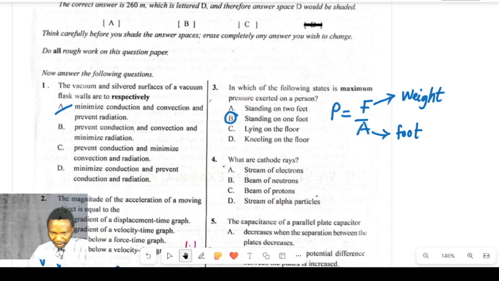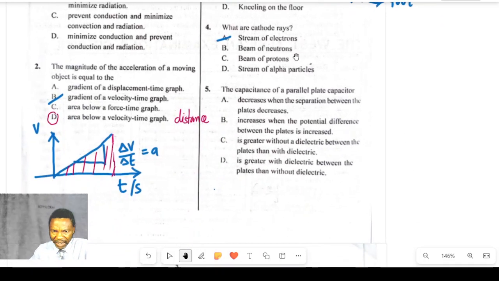Question number 4. What are cathode rays? Cathode rays are simply streams of electrons. So that's number 4. Then number 5, the capacitance of a parallel plate capacitor.